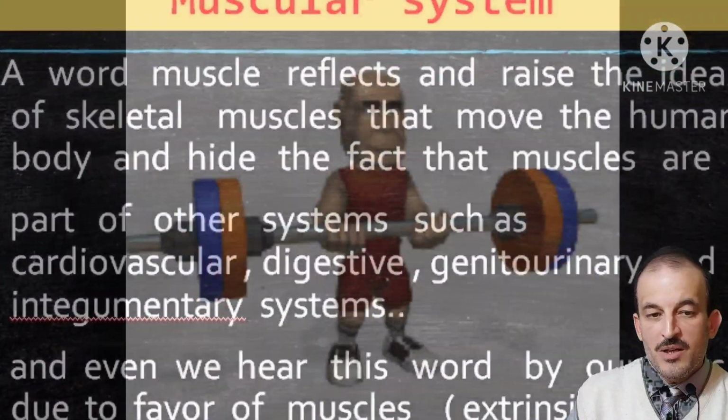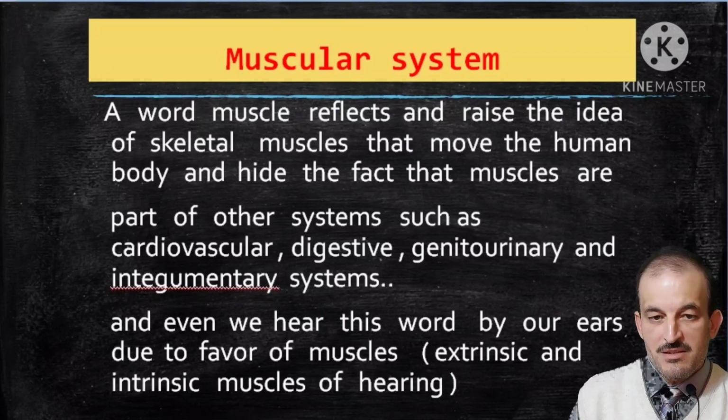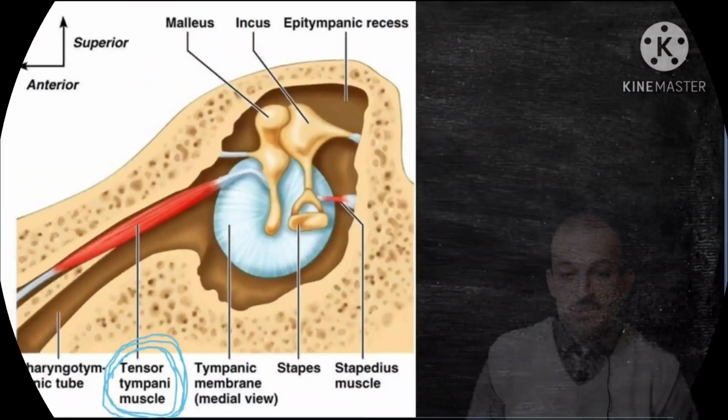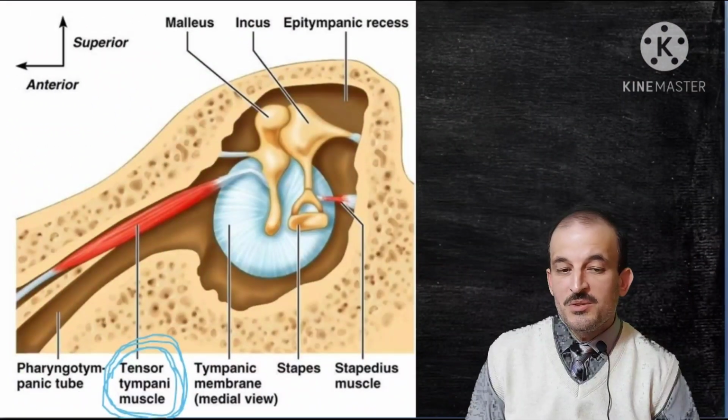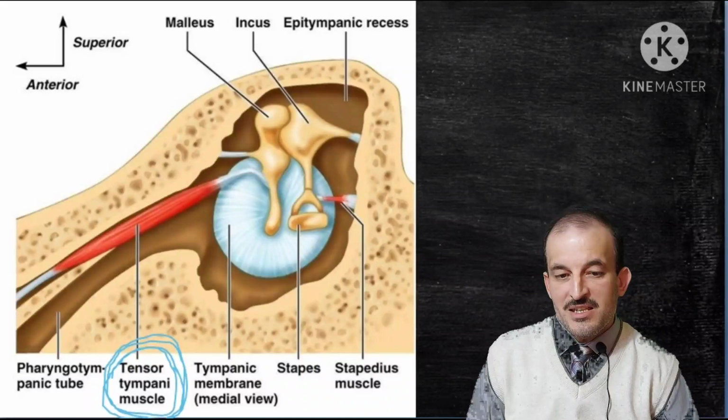Muscular system. The word muscle raises the idea of skeletal muscles that move the human body and hides the fact that muscles are part of other systems such as the cardiovascular system, digestive system, genitourinary system, and integumentary system, etc. And even we hear by our ears due to the favor of muscles, I mean extrinsic and intrinsic muscles of hearing, as seen in this slide.